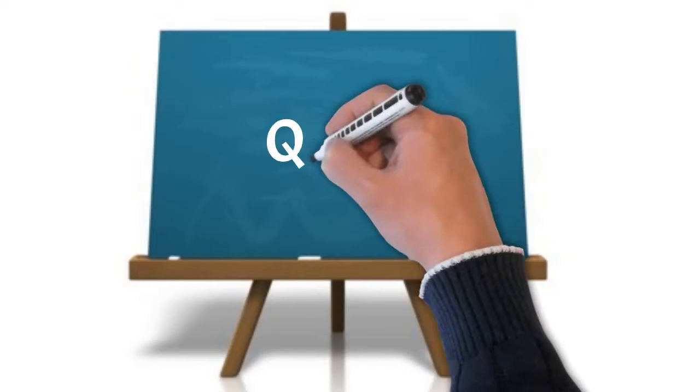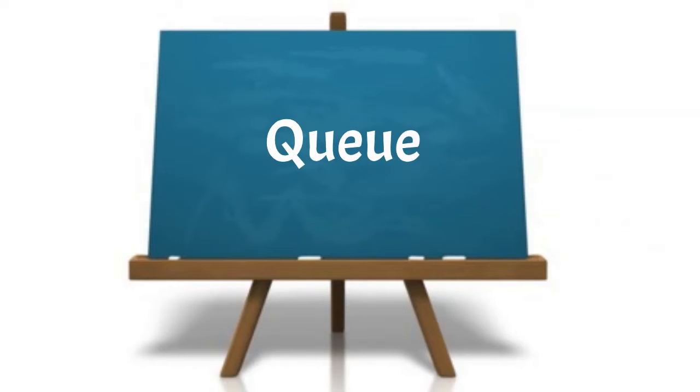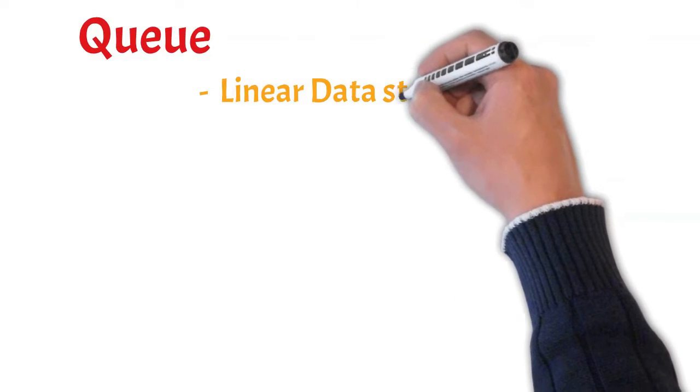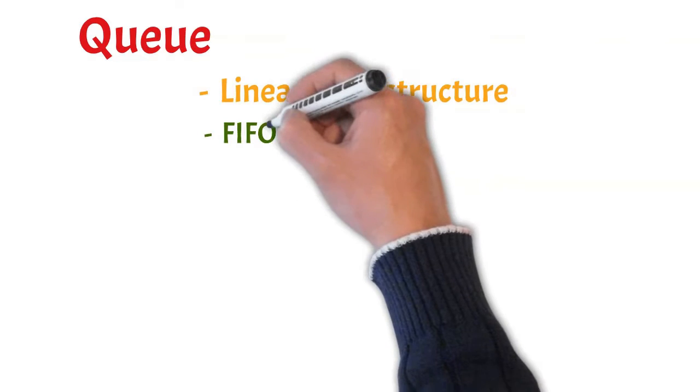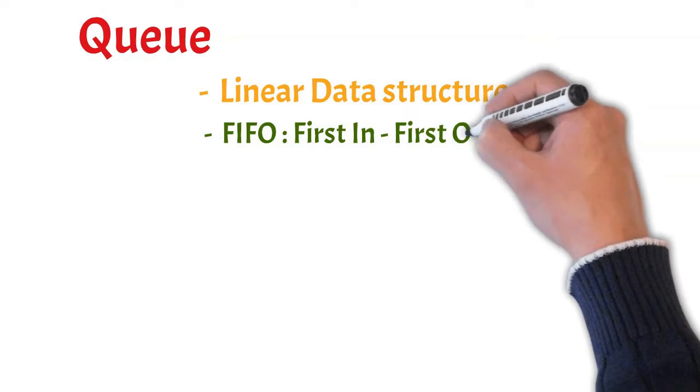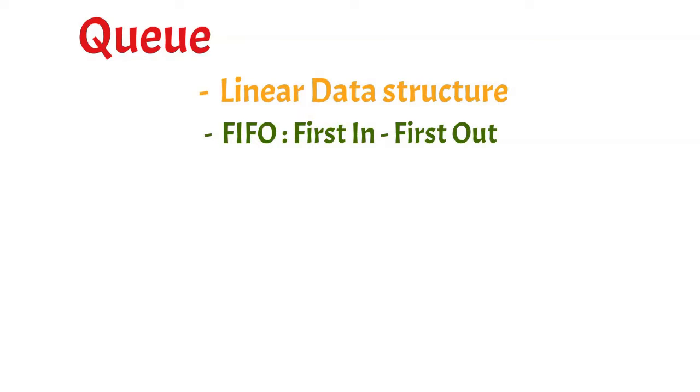Let us spend some time to discuss another data structure, queue. Let us start. Queue is a linear data structure where items in it are stored sequentially. The order in which items are stored and retrieved is done with the principle of FIFO, first in first out. That is, the item which is added first will be the one to be retrieved first.